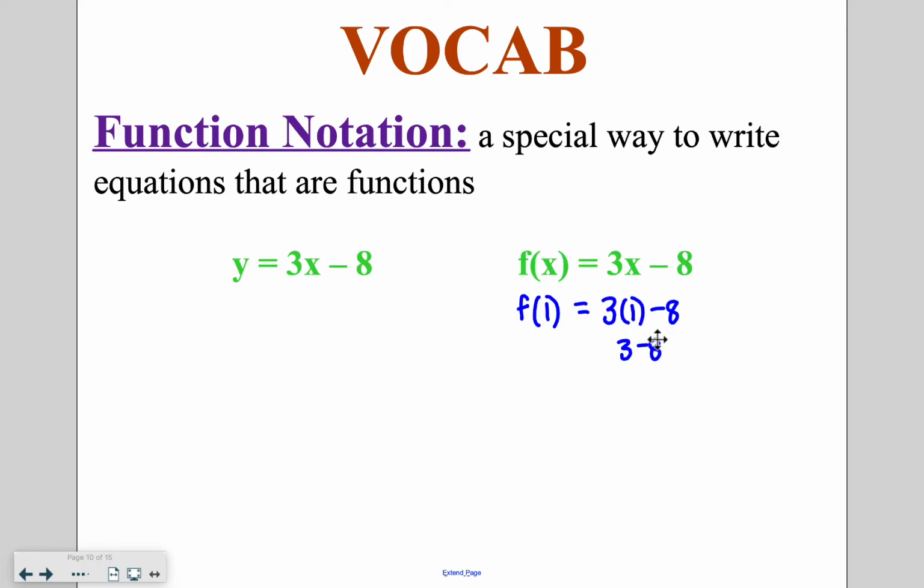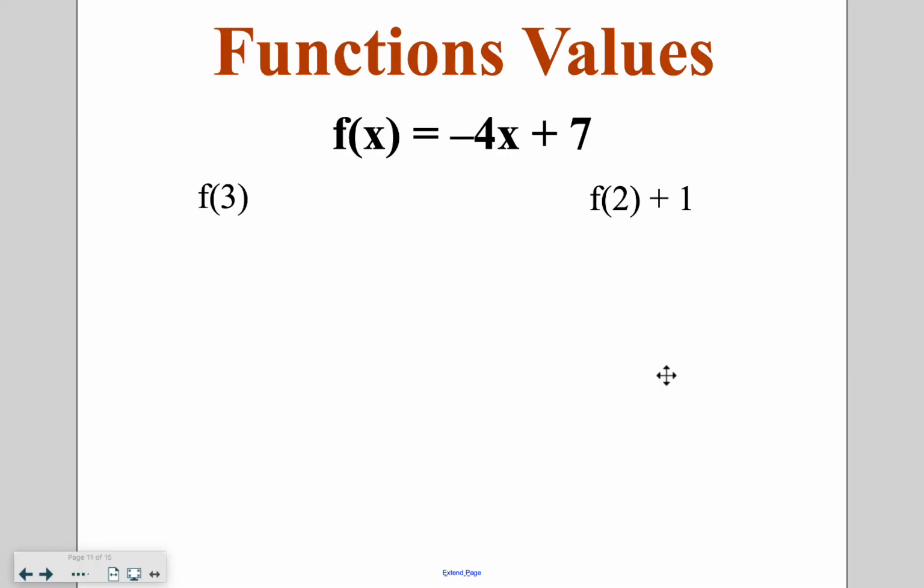3 times 1 minus 8 would give us, in function f, when I plug in 1, the answer would be negative 5. So for a couple more examples, this time it's saying f of x is equal to negative 4x plus 7.